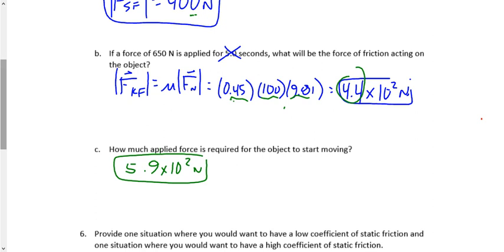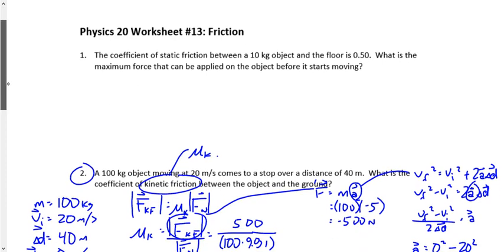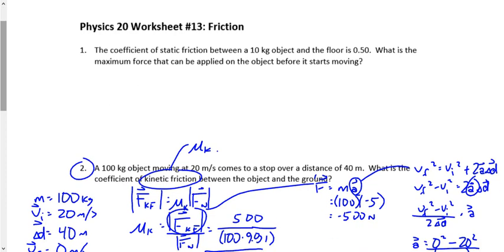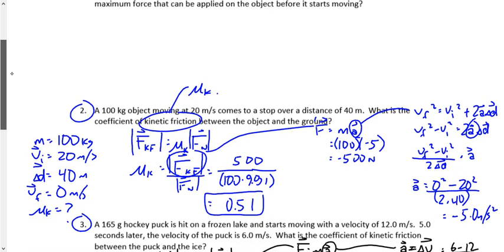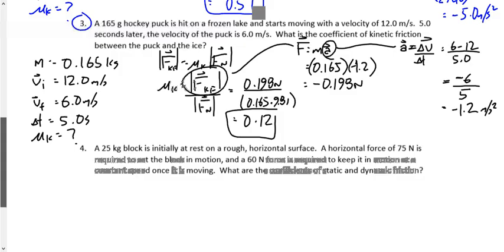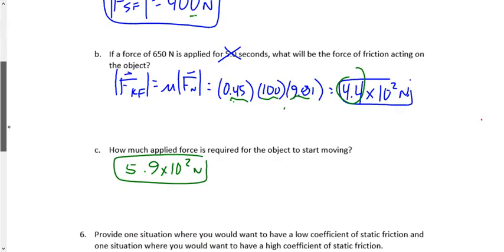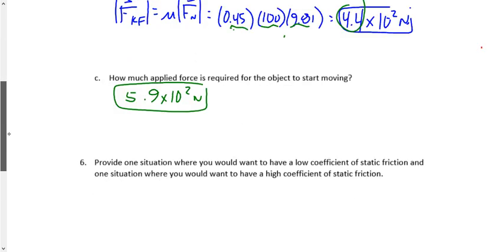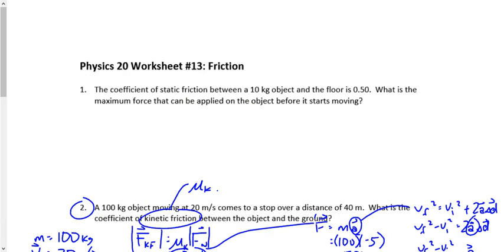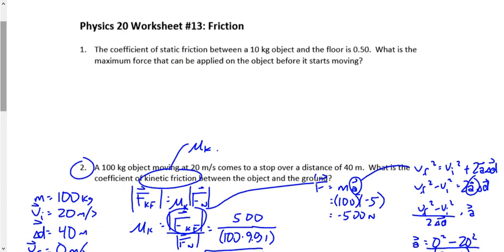All right, I'd like you to take a look now at the rest of the worksheet. Okay, we've done questions 2, 3, and 5. I want you to do questions 1, 4, 6, and 7. 6 and 7 are just qualitative questions. It's 1 and 4 that are the mathematical-based questions. See what you can do with those here, please, at your desks and for homework tonight.